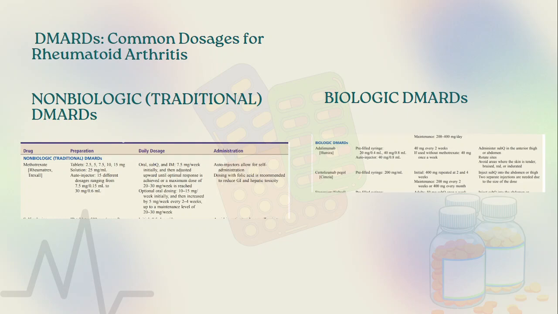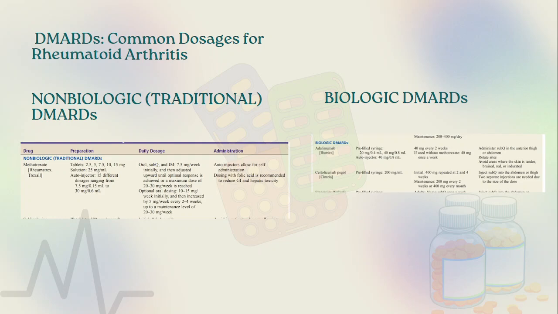Again, biologics are derived from living organisms such as proteins or antibodies, and they specifically target key molecules involved in the immune response. These medications help reduce inflammation, slow down disease progression, and alleviate symptoms.